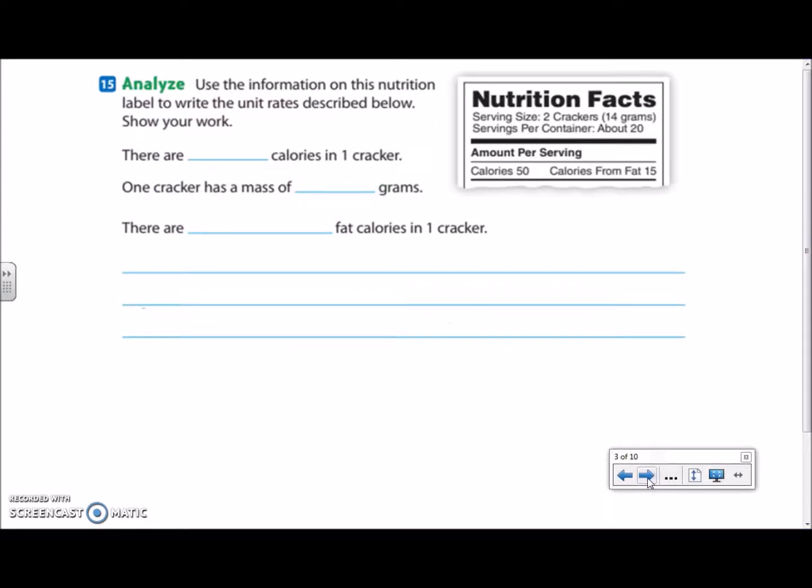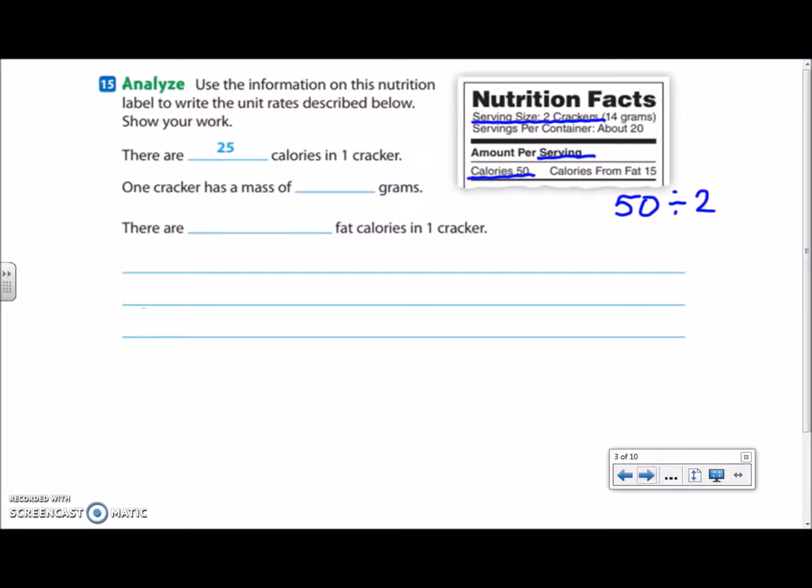Number 15 says to use the information on the nutrition label to write the unit rates described below. Show your work. There are blank calories in 1 cracker. Okay, so there's some information we need to analyze here. In this case, for our nutrition facts, the serving size is 2 crackers. Okay, and it says there are blank calories in 1 cracker. Well, if there are 50 calories in 1 serving, and there are 2 crackers in each serving, then I know that those 50 calories are divided evenly into 2 parts. So I'm going to say that there are 25 calories in 1 cracker.